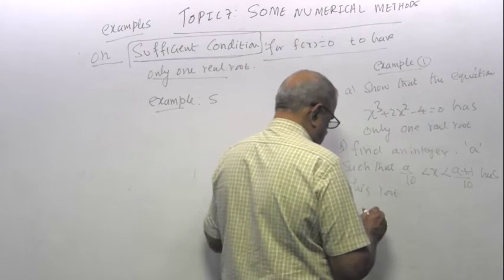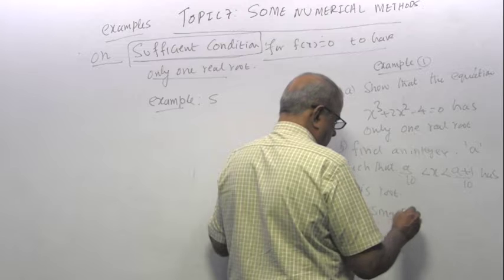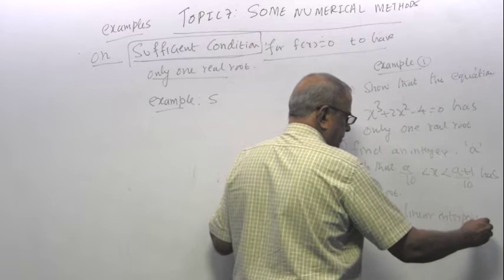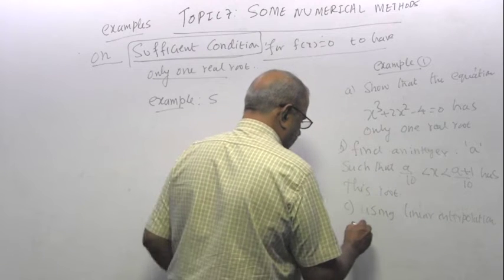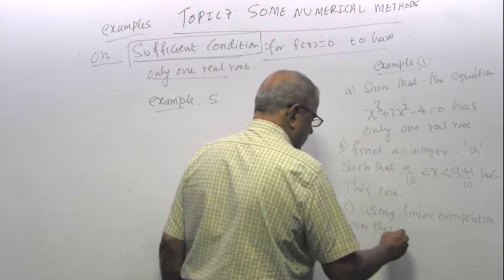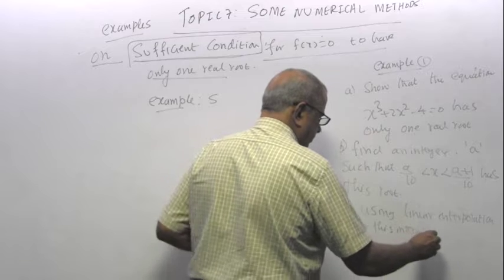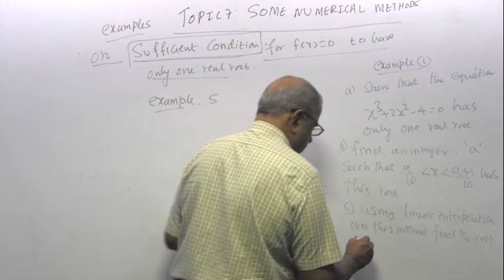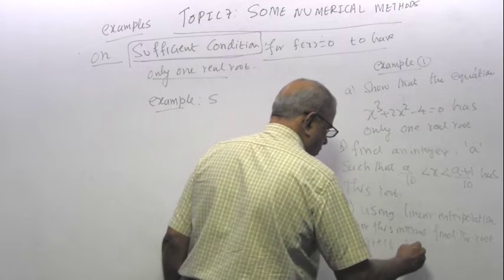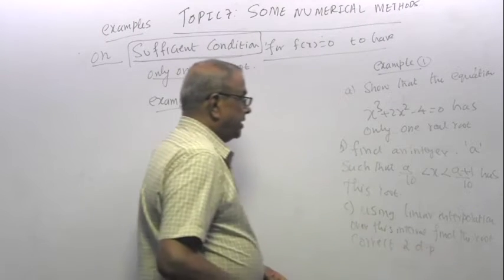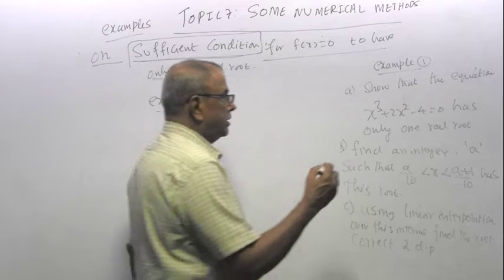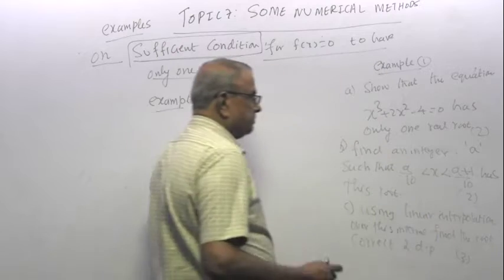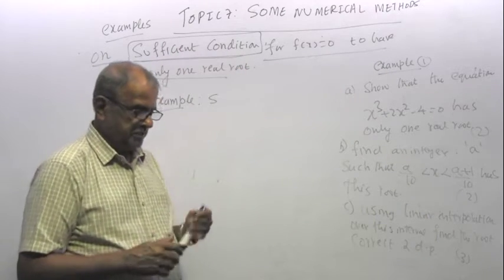Part C, using linear interpolation over this interval, find the root correct to 2 decimal places. That's a typical, so this one 2 marks, this one 2 marks, that one 3 marks. Roughly that would be a question.